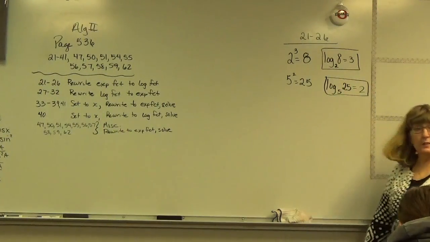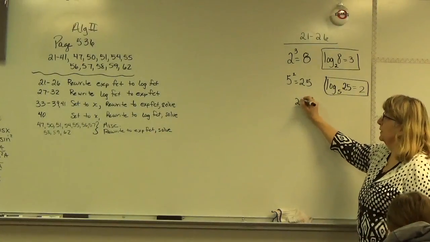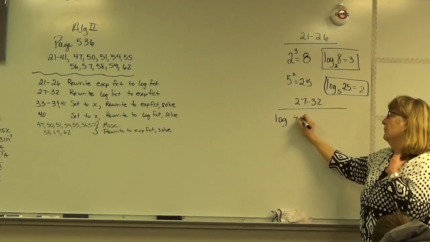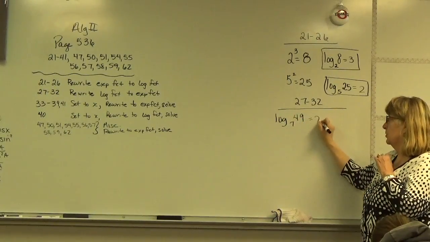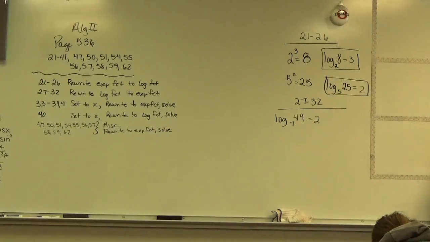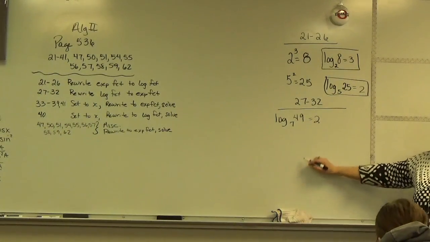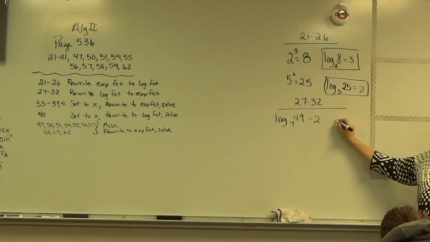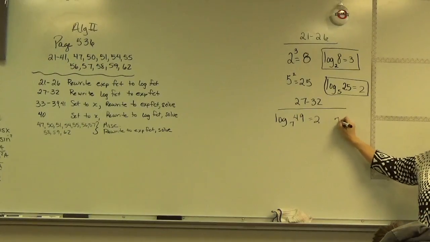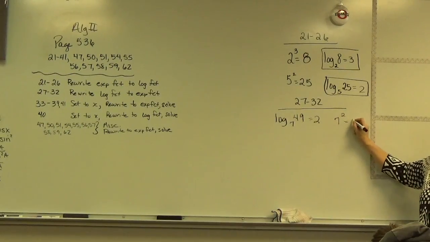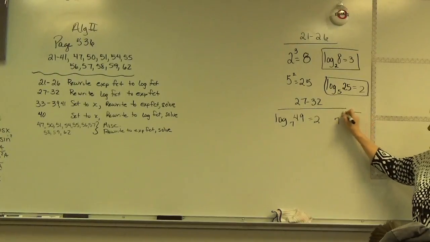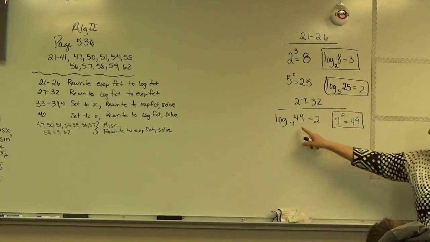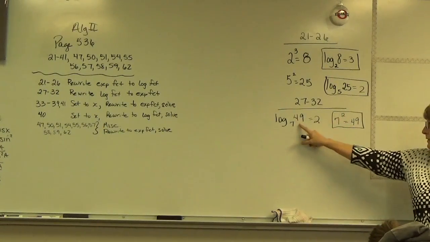Okay, so 21 through 26 is rewriting. No work, really. 27 through 32, another rewrite, only you're going the other direction. If I have log of 49 base 7 equals 2, Riley, how would I rewrite that one? Log of 49 base 7 equals 2 would be rewritten to exponential how? 7 squared equals 49? So again, it's just moving things around. The base is still the base, it's the exponent, and that's the value.